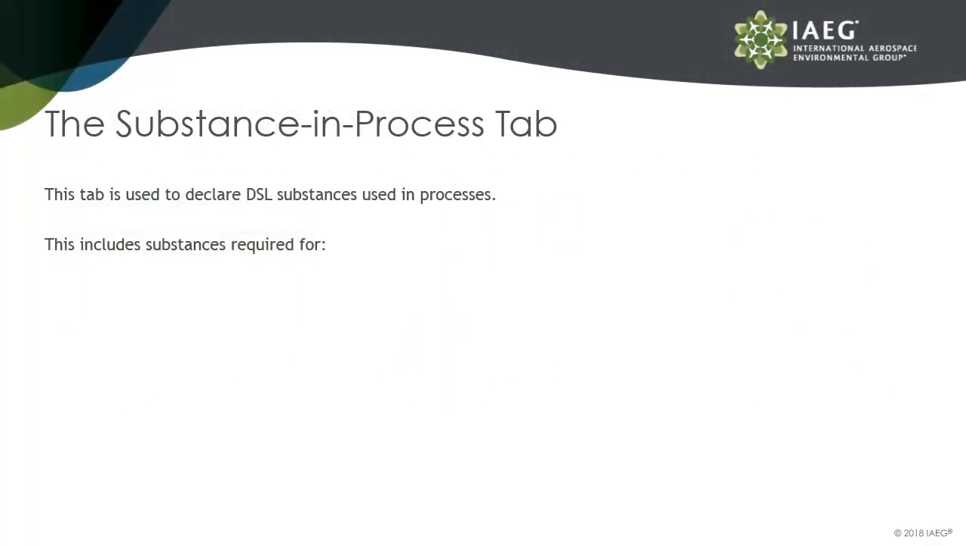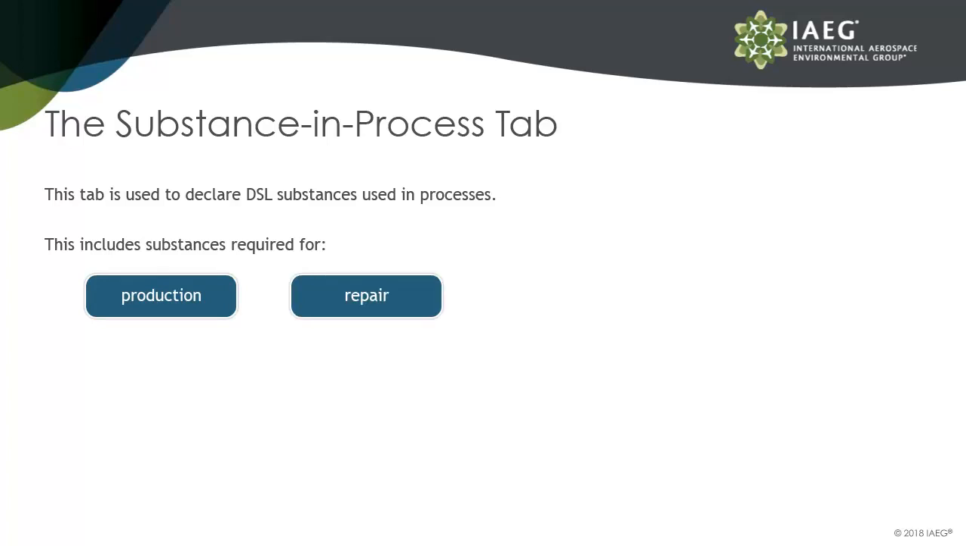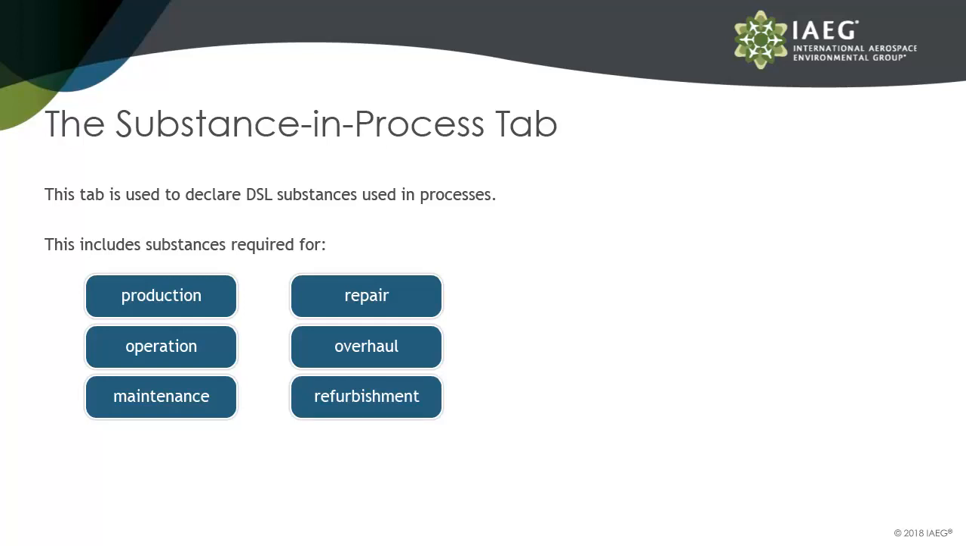This tab is used to declare DSL substances used in the various processes. This may include substances required for the production, repair, operation, overhaul, maintenance, and refurbishment of the product.